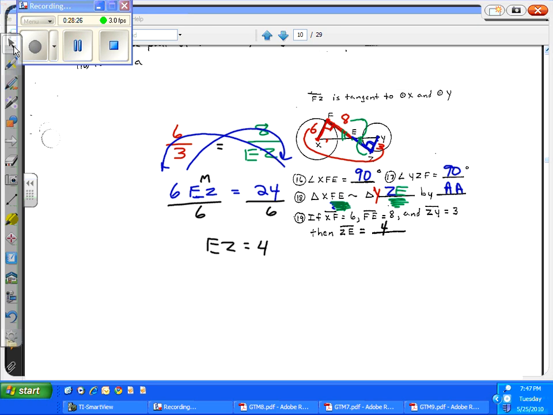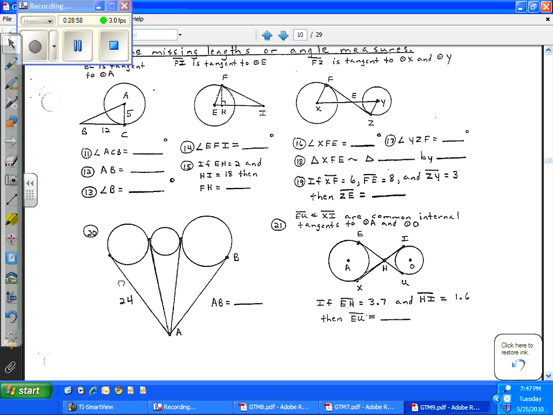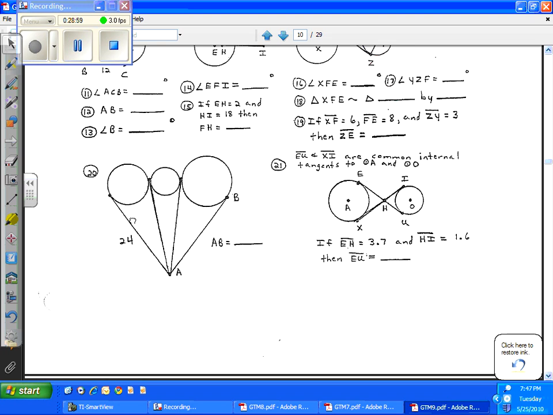So we had two radii drawn to points of tangency, so we got two right angles. We had vertical angles are equal, so we got similar triangles by angle similarity. If the triangles are similar, then the sides are in proportion, so we could set up a proportion with two pairs of corresponding sides and solve for the value of EZ. Any questions on that? So everything we've learned in the geometry book is cumulative. We have to keep remembering those things and be able to use them as we continue.